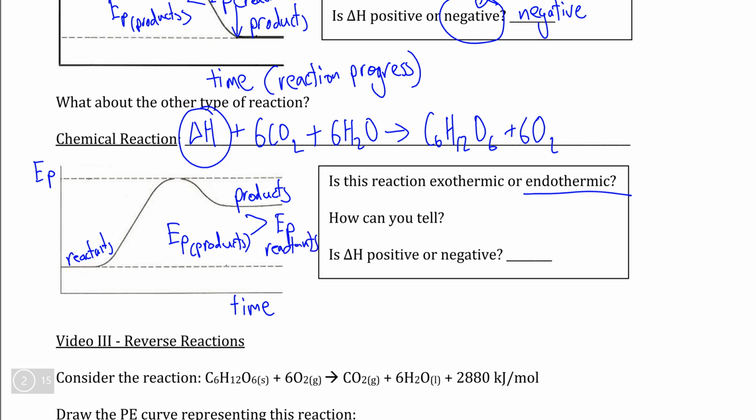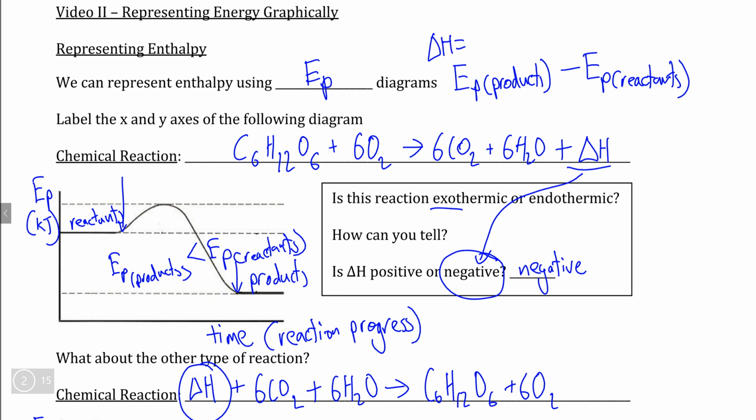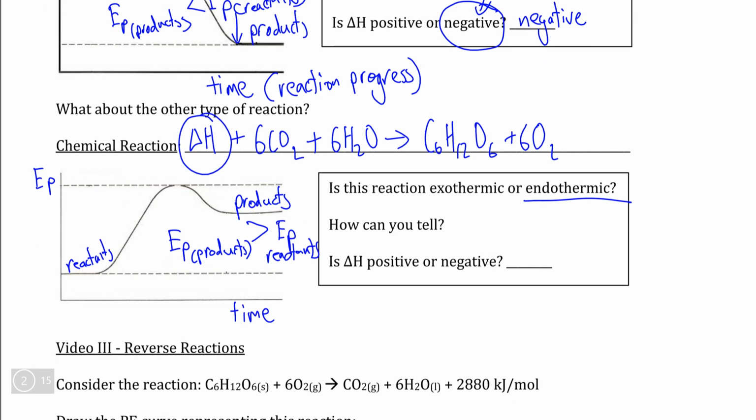And therefore, if we refer back to our formula for delta H, if we take a greater number and subtract a smaller number from that, we know that delta H is going to be positive, because again, taking a bigger number and subtracting a smaller number based on the formula, this allows us to see why endothermic reactions have a positive delta H.